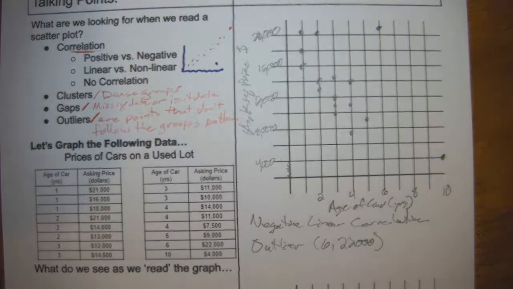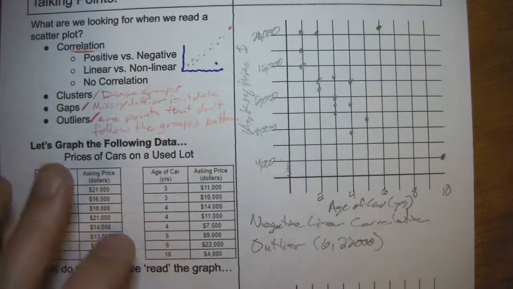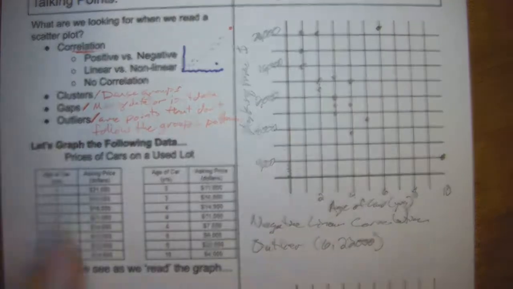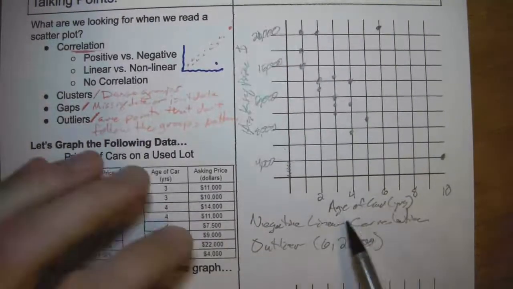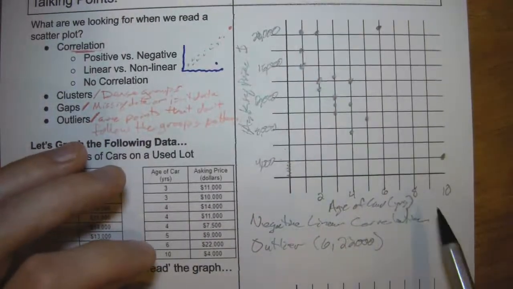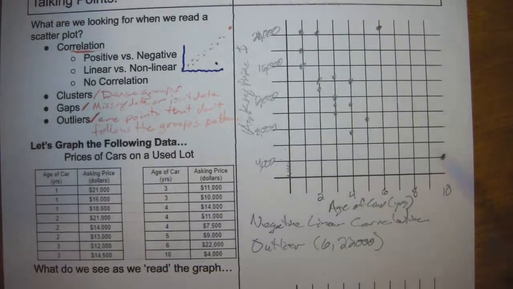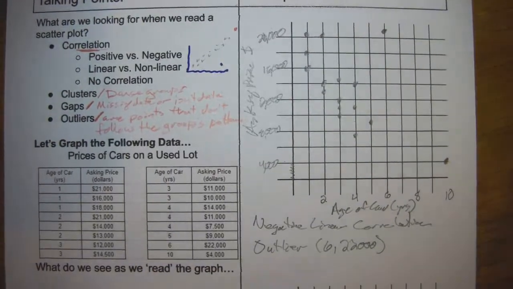So this is kind of the basic process that we're going to go through today, making sure we can make the graphs and that we can eyeball these ideas. What correlation do we have? What clusters, gaps, or outliers do we have? And does all of that make sense? And in this case, when we're talking about cars, yeah, the older the car gets, typically it loses its value. Obviously, there can be exceptions, but by and large, that tends to be what happens.